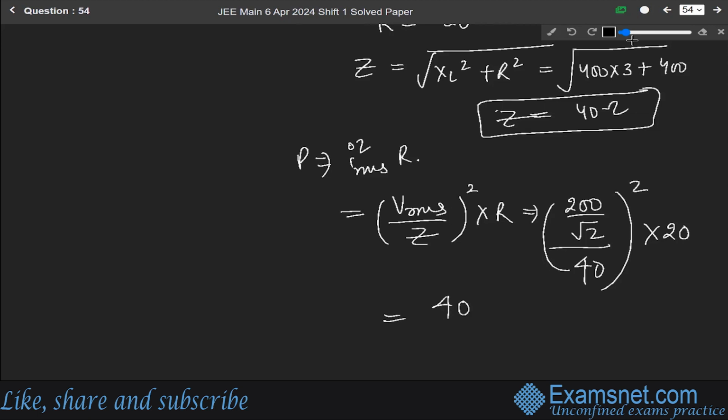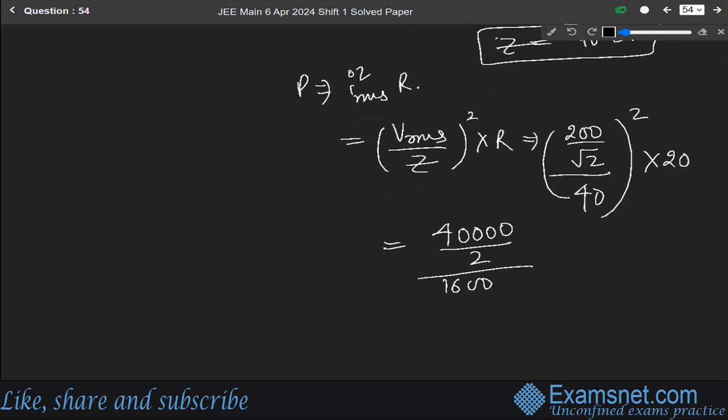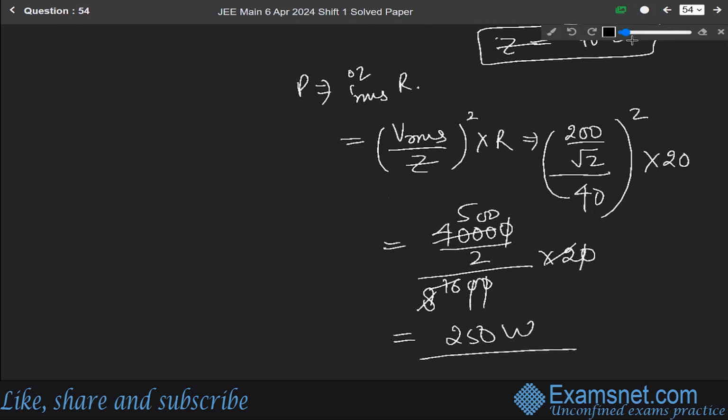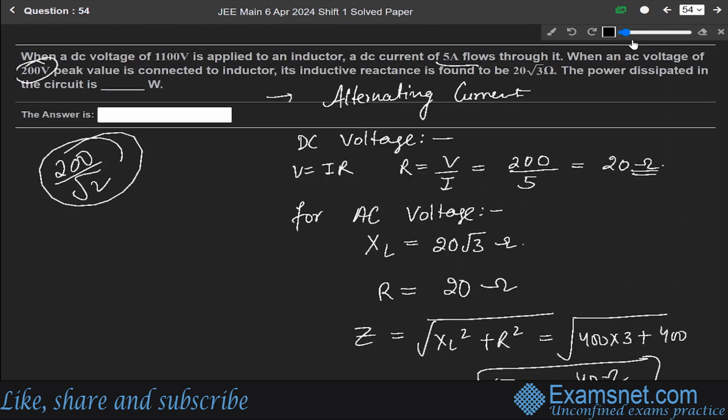This will be 40000 over 2 over 1600 into 20. So solving it, we get 8 5s are 40, it will be 250. 250 watt. Okay. So the answer is 250 watt.